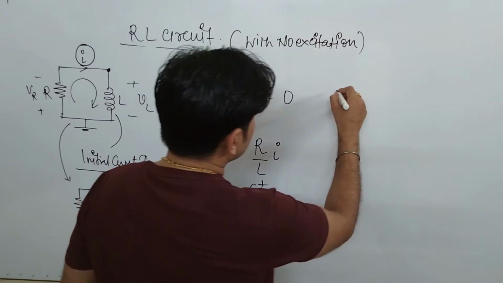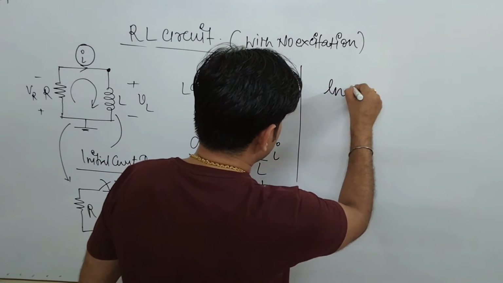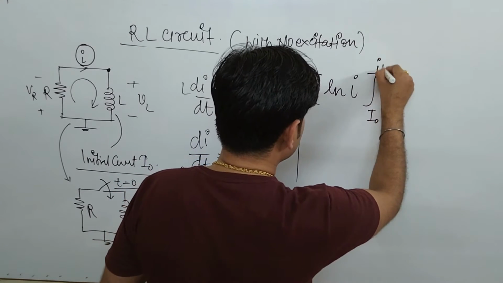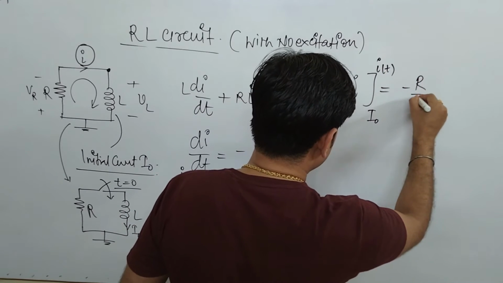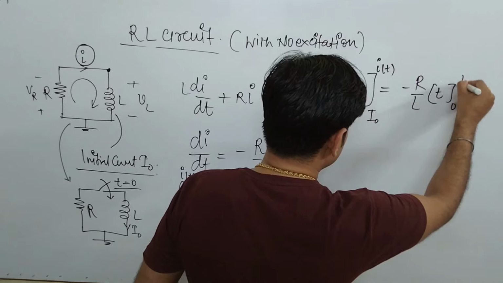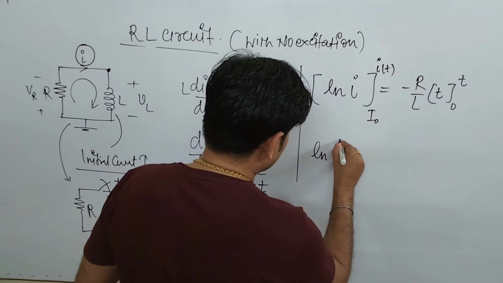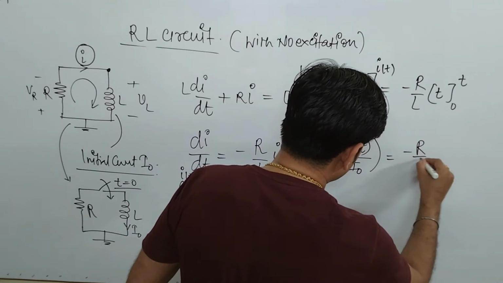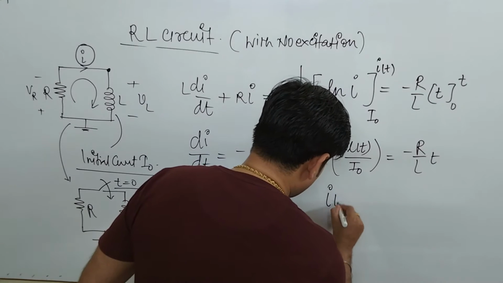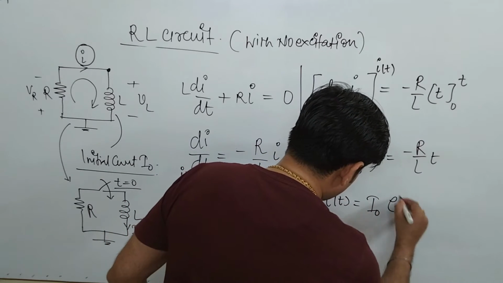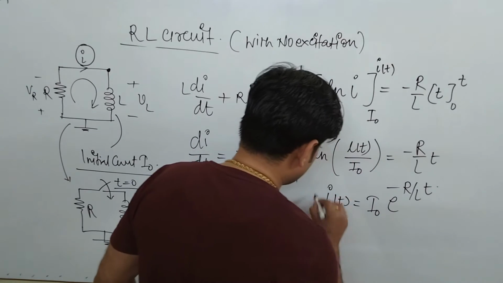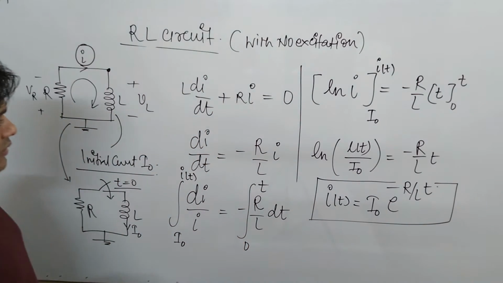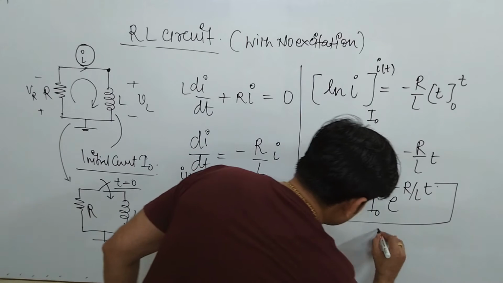If you integrate this, it comes to be ln of I with limits I0 to I(t), equal to minus R by L t, with limits 0 to t. Solving it directly, that comes to be ln of I(t) upon I0 equal to minus R by L t. From here you can say that the value of I(t) is I0 into e to the power minus R upon L t. This is the solution for the current I(t) across the inductor, and this unit is in amperes.